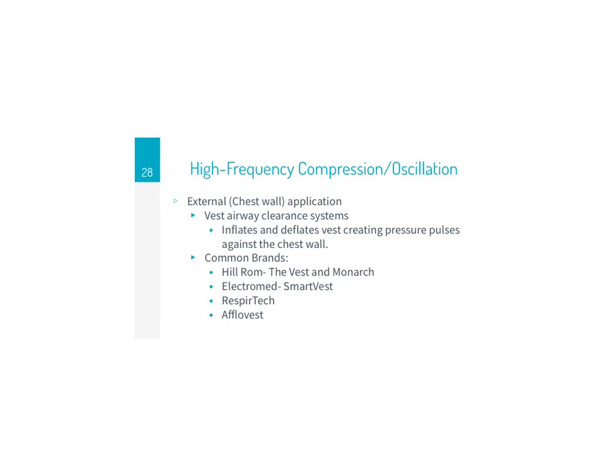So you'll commonly see Hillrom, the vest, and Monarch. Monarch is their version of a hoseless system. Electromed, which is the smart vest, it only has one hose. Respiratech, their vest is called the Encourage vest. And then AffloVest, which is the one that you have seen in 5 Feet Apart. And it's a hoseless vest. It's battery operated. It's the one Marilyn currently has that she loves.